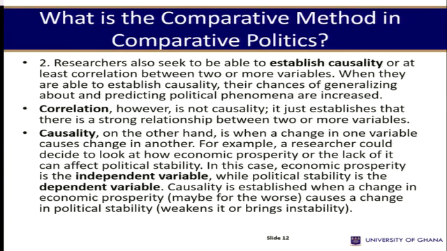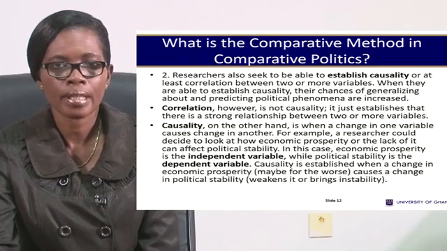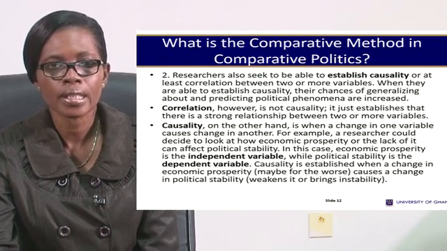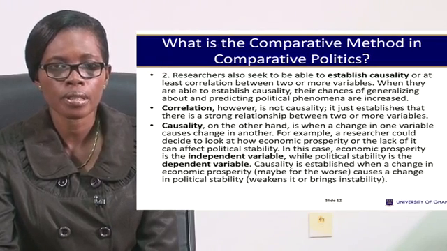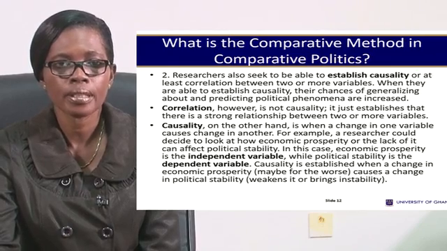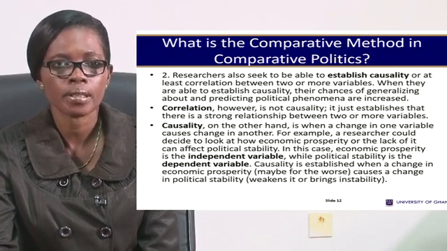For example, a researcher could decide to look at how economic prosperity, or the lack of it, can affect political stability. In this case, economic prosperity is the independent variable, while political stability is the dependent variable. Causality is established when a change in economic prosperity, for example, causes a change in political stability.